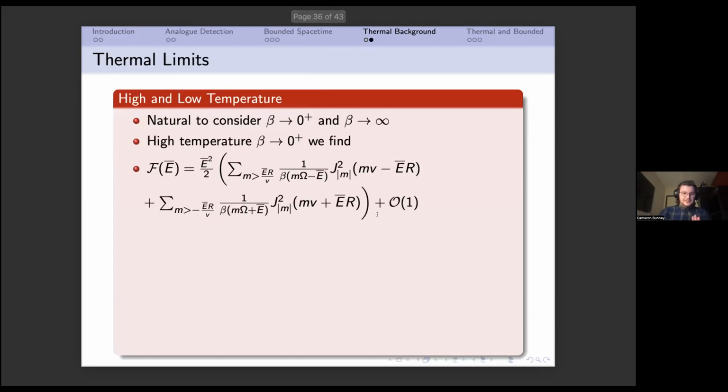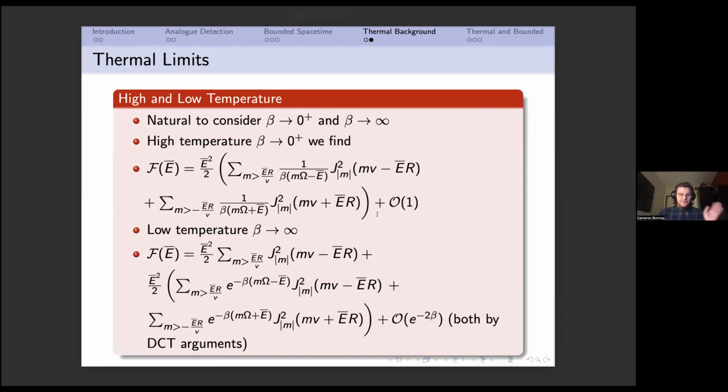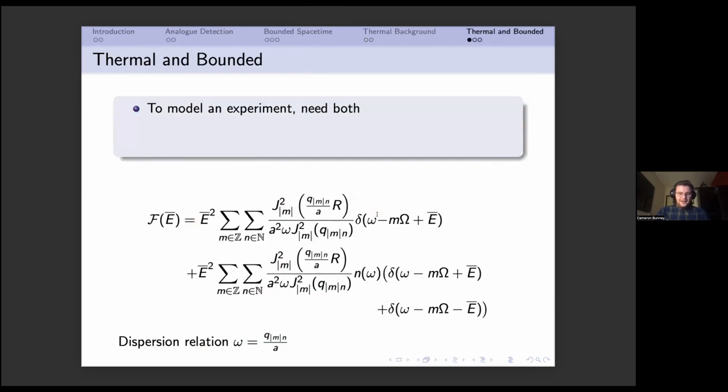There are 2 interesting limits to consider, high temperature and low temperature, but I'm going to skip over those for now. They just have analytic forms that you can get via expansion under the sum, and we are able to do that via a dominated convergence theorem argument.